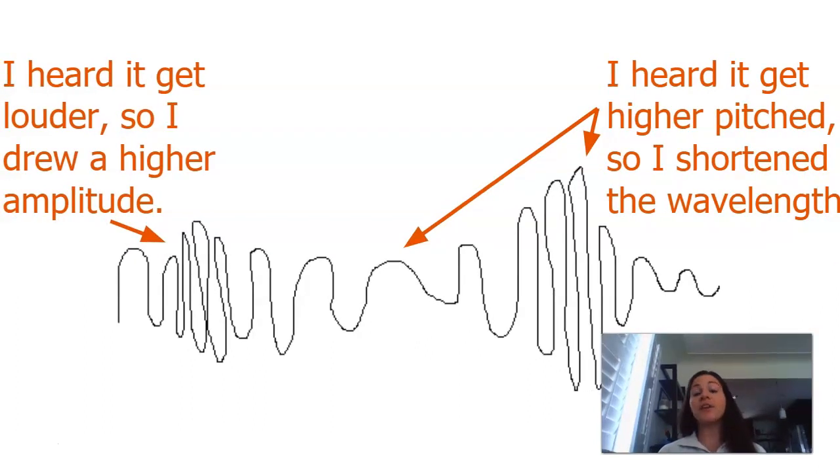So a couple things I heard. I heard the sound get louder. I heard it go woo. And so I drew my waves getting bigger amplitude. And then I heard the sound get quieter. So I drew a smaller amplitude. Then I heard it get louder again. So I drew a bigger amplitude and quieter again.